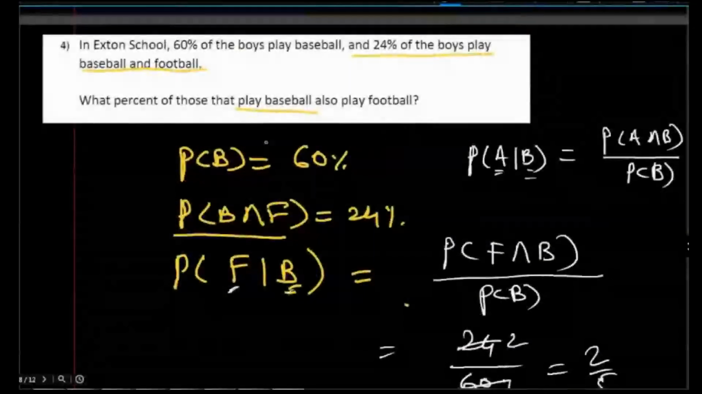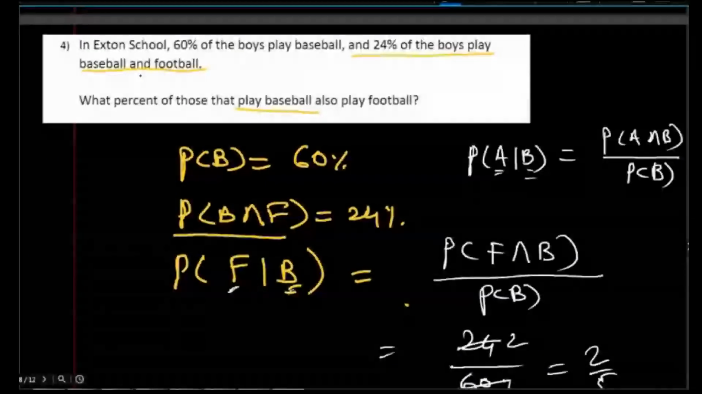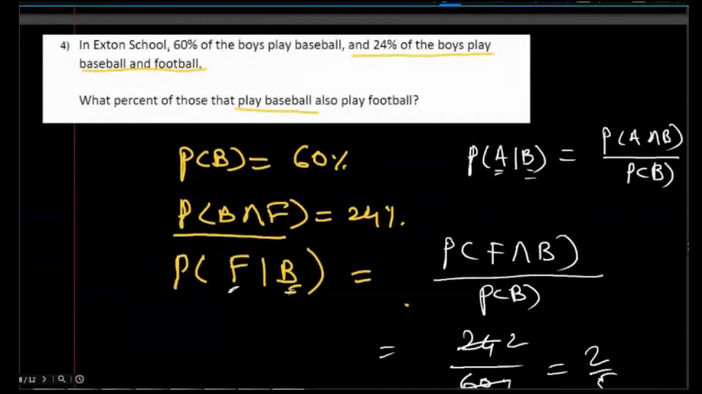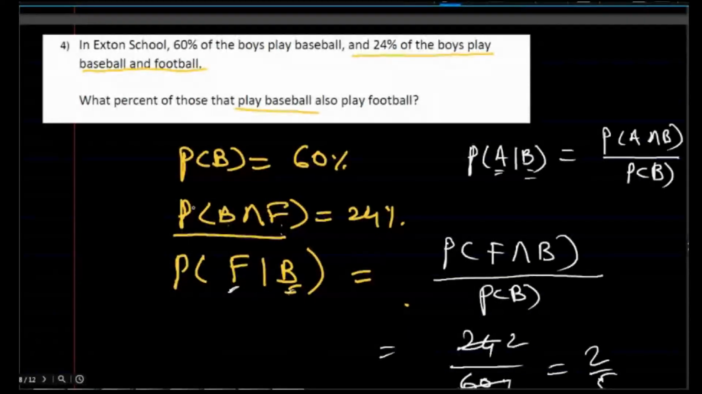Okay, so to solve this problem, whatever data they had given, we have written that data. The first data given is, in external school, 60% of the boys play baseball. So the probability of baseball equals 60%. 24% of the boys play baseball and football. B means baseball, F means football. So their intersection is 24%.